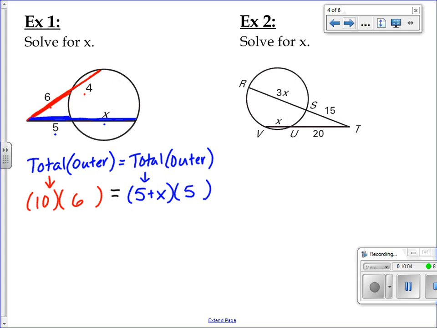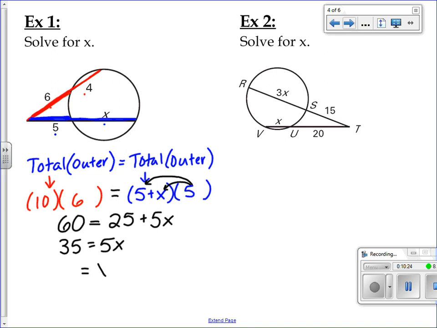All right, everything from here is just algebra. 10 times 6 is 60. This is just a backwards distribution, so you're going to get 25 plus 5x. Then we can subtract 25 from 60. We'll get 35 equals 5x, and then divide: x is 7. So that's this missing piece here. That would be 7.